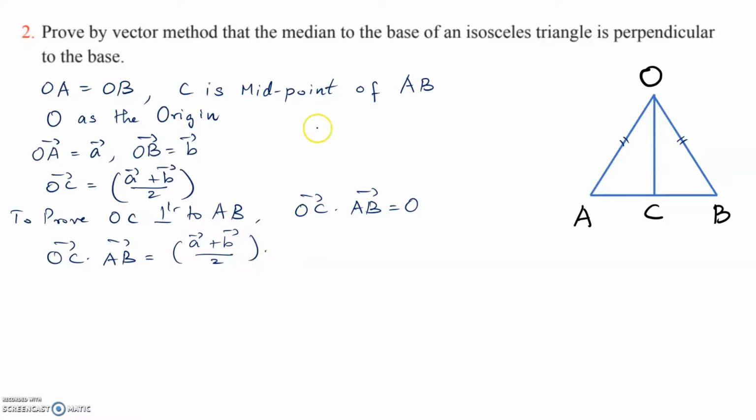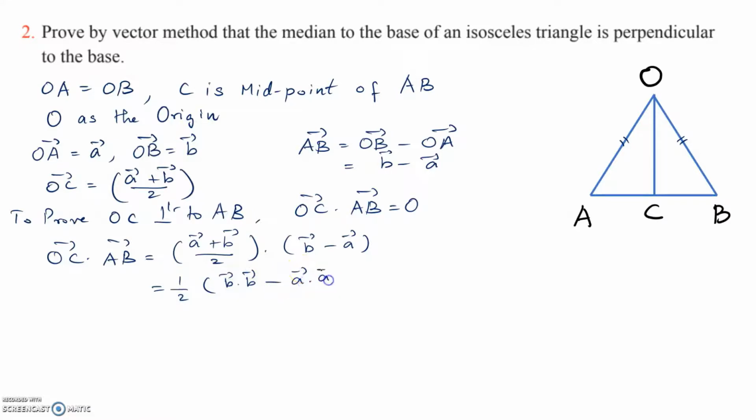Vector AB can be defined as vector OB minus OA, which is equal to vector B minus vector A. So, dot product with B minus A. Again, for simplifying, we can say this is equal to half of vector B dot product with vector B minus A dot product with vector A. And that would be equal to half of B squared minus A squared.